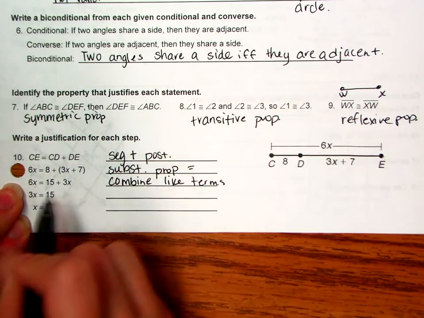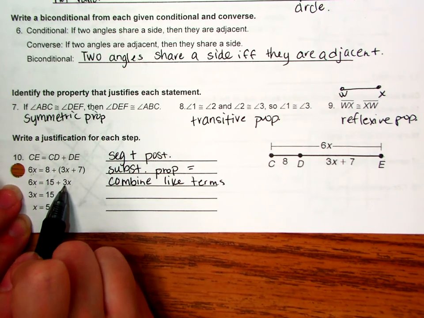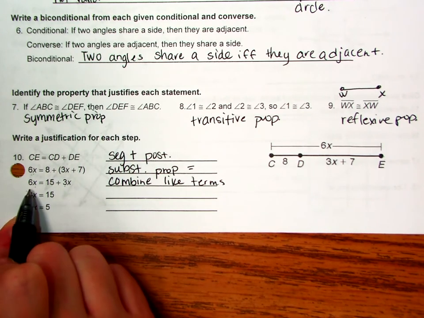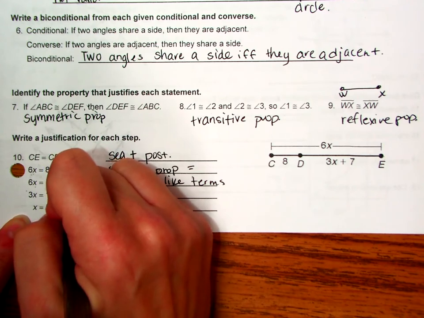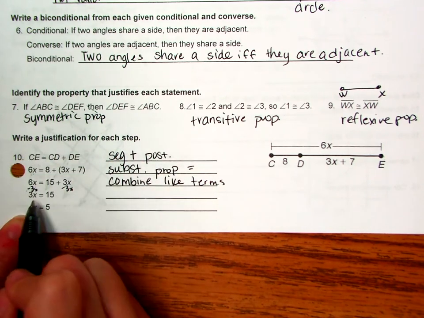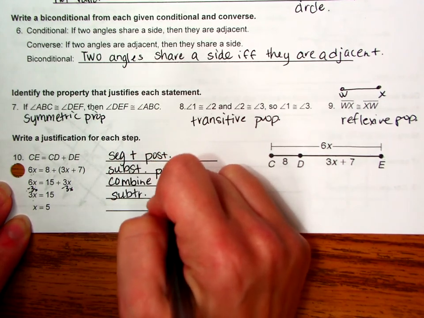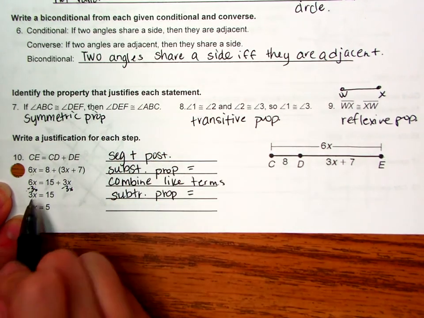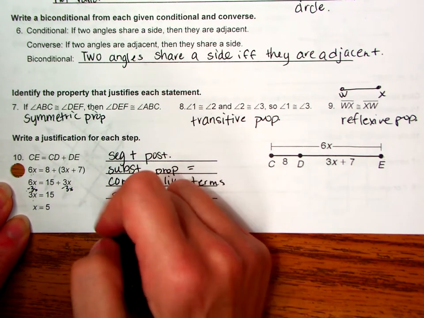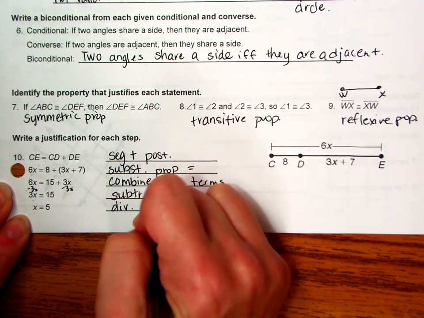And then what would we do to both sides? Well, look, they subtracted 3x from both sides, because if you subtract 3x from this side and subtract 3x from this side, you get 3x equals 15. So that's the subtraction property of equality. And then what did they do? They divided both sides by 3, so that would be the division property of equality.